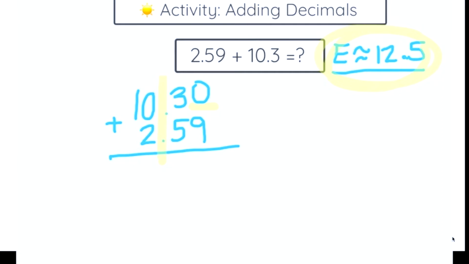So 0 plus 9 is 9, 3 plus 5 is 8. And I actually should have brought these decimal points down earlier, but I'm just going to bring them down to right where they were in the problems above. And then 0 plus 2 is 2, and bring down the 1. So my answer is 12 and 89/100ths, which is very close to my estimate of 12 and a half. So I can tell that I have a reasonable answer and that it makes sense.